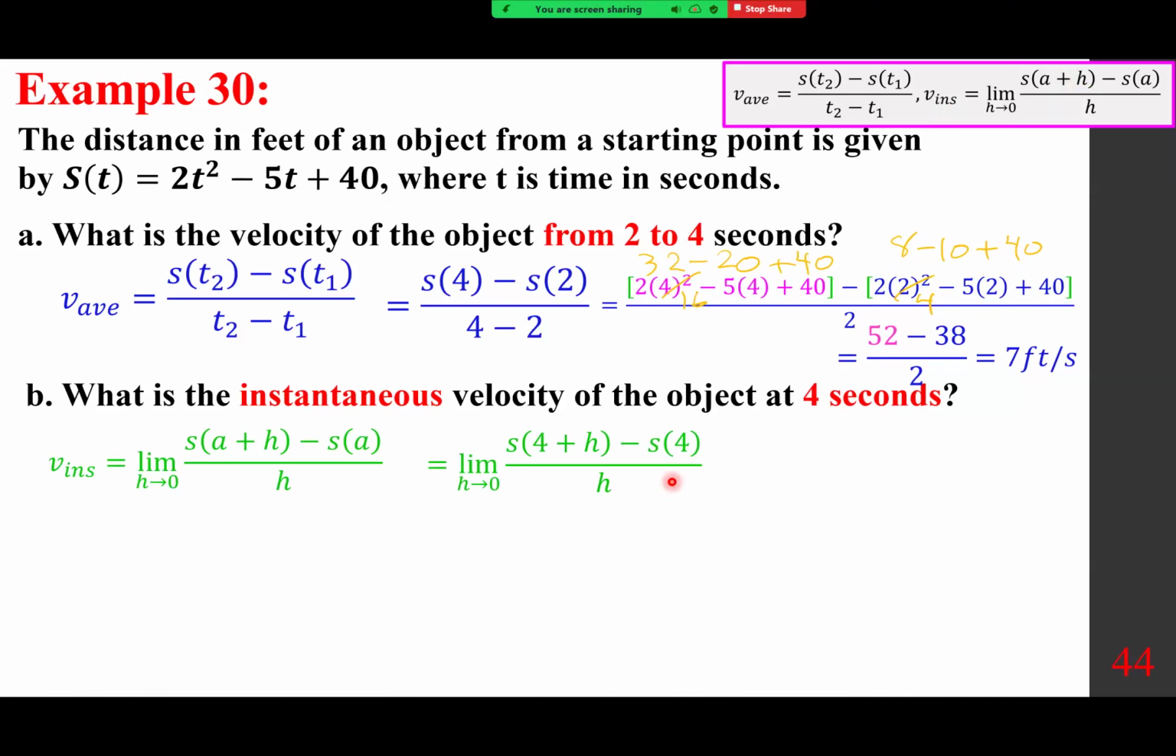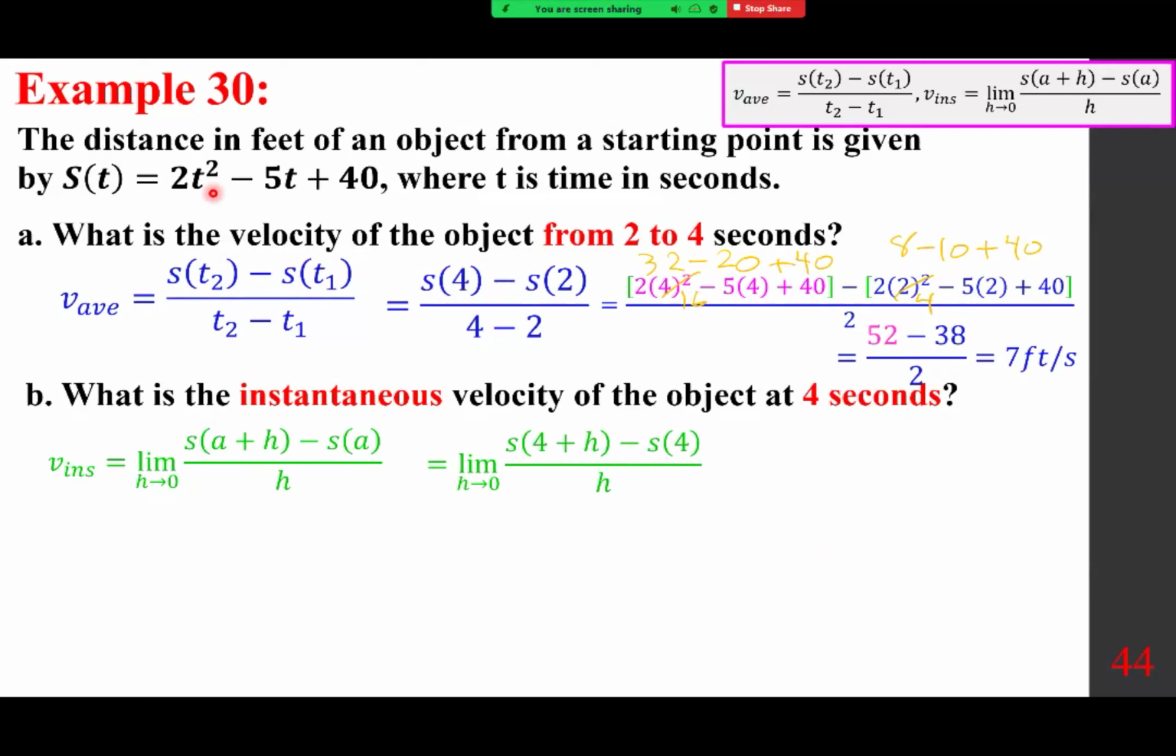So s of 4 plus h. Now this is elementary algebra. You just simplify this expression and then apply the limit. In some instances, I see that people just work on this expression, which is the difference quotient. As you recall, they simplify it, and then at the last moment, they write the limit sign and they apply that. You can do that in any event.